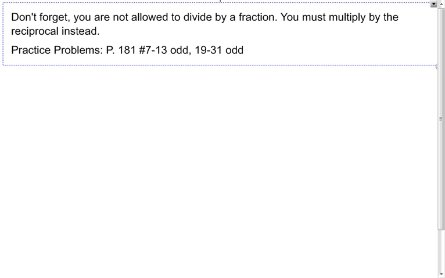Practice problems, page 181, 7 to 13 odd, 19 to 31 odd.